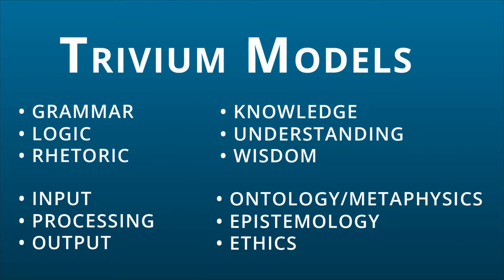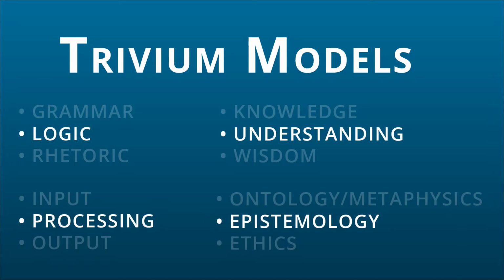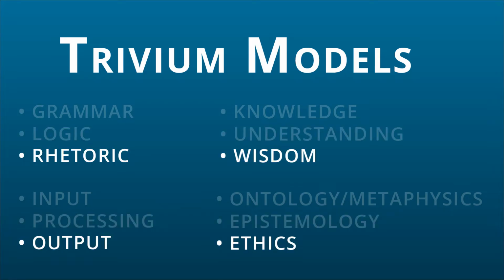The positions in each model refer to the same aspect of the Trinity, such that the Trivium Method can be looked at as following these three steps, each having word symbols that represent what is happening. The first part is grammar, input, knowledge, or ontology. The second part is logic, processing, understanding, or epistemology. And the third and final part is rhetoric, output, wisdom, or ethics.